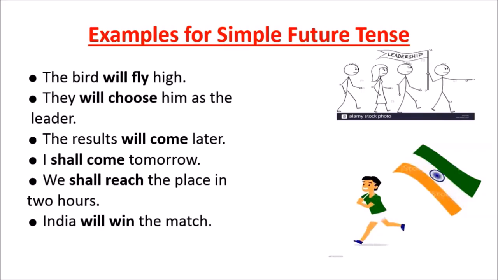So look at the next example. They will choose him as the leader. So what they will choose? They will choose him as a leader means it is like a belief. So someone is believing that the people will choose somebody. It may be anybody in that group of people. So they will choose him as the leader. So someone is believing that they will choose him as the leader.